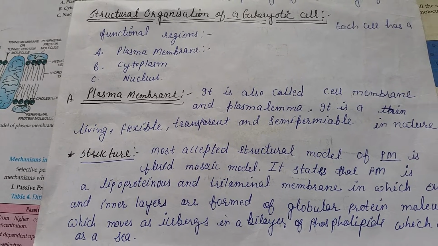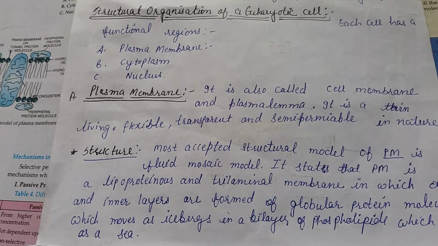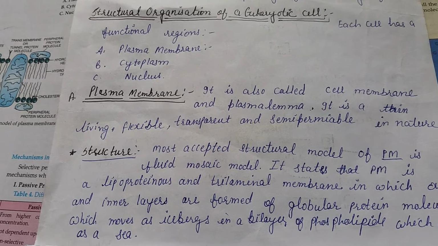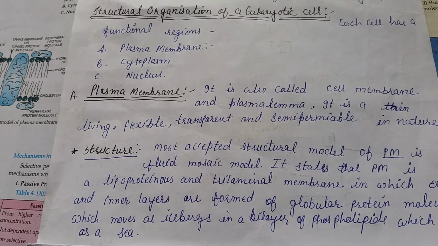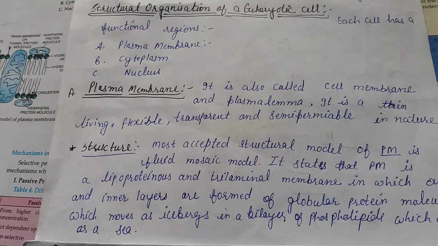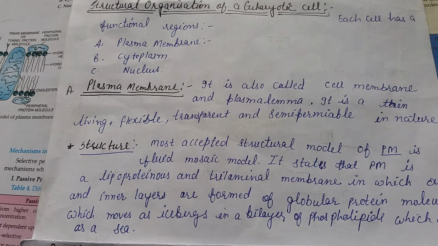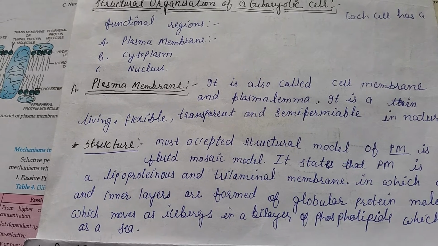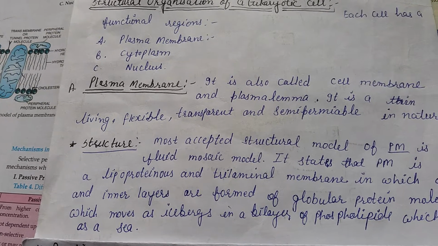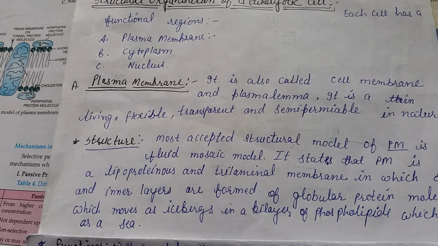What is plasma membrane here? It is also called the plasma lemma or cell membrane. The nature of this plasma membrane is thin, flexible, living, transparent, and semi-permeable. Semi-permeable here means selective transportation of material.